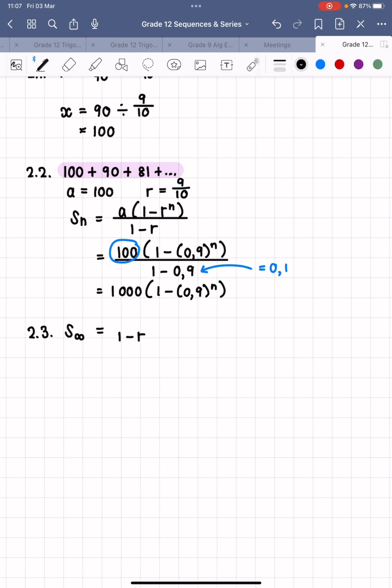We are using the formula a over 1 minus r. Our a value, again, is 100 over 1 minus our ratio. You can write it as a fraction or as a decimal. It's up to you. And we are simply going to type that into the calculator and we will get 1000 as our answer. Alright, I hope that was helpful, guys.